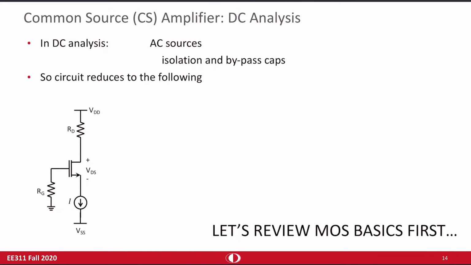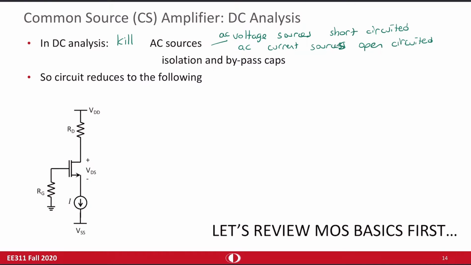How do you do that? For DC analysis, you kill all the AC sources. What does this mean? Voltage sources short. Of course, AC voltage sources are short. AC current sources are open circuited. And open all the isolation and bypass capacitors.